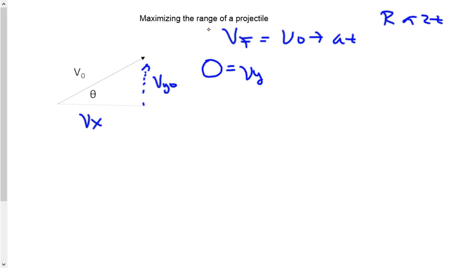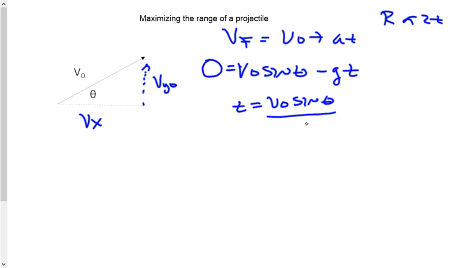Well, actually, let's go ahead and use the sine right away so we don't have to rewrite this again. So we're just going to say V naught sine of theta, and that's going to be minus the value of g times t. Again, t is going to be the time it takes for this projectile to reach the max height. Then solving for t, we have V naught sine theta divided by g.